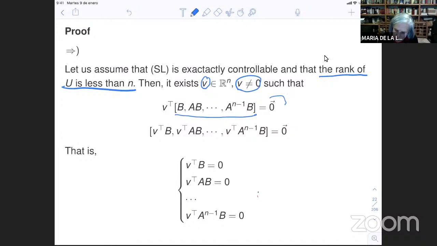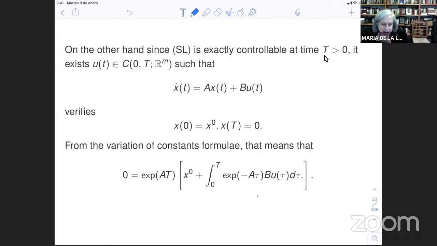So we use this V, this is the transpose, okay? And you multiply column by column. So what you have is that V transpose times B is equal to zero, V transpose times AB is equal to zero, until A^(n-1)B. So all of them are equal to zero, okay? But you know that your system is exactly controllable at time, at any time T positive. So what happens?